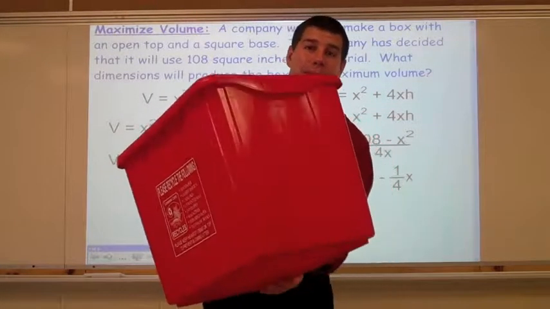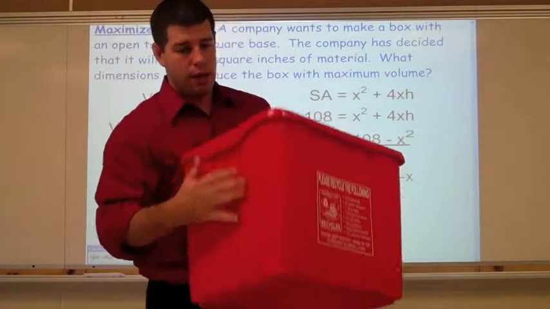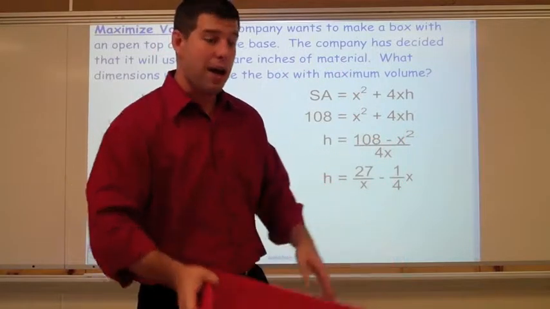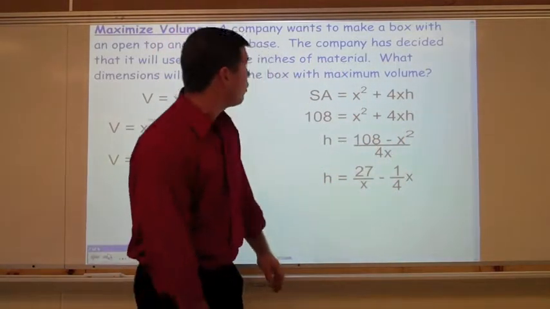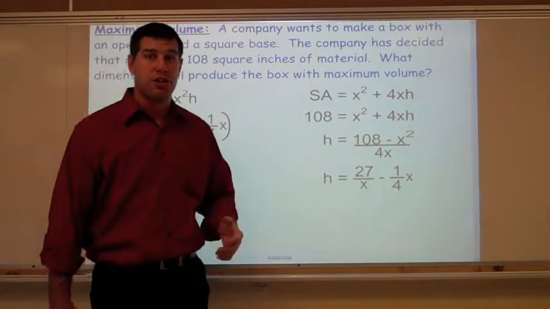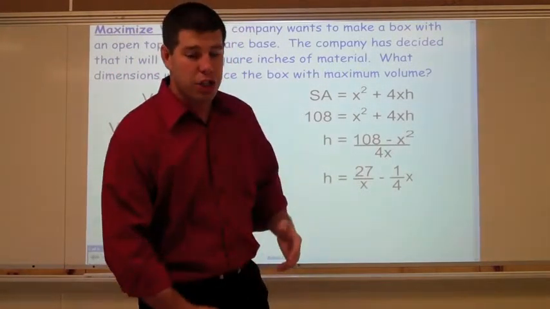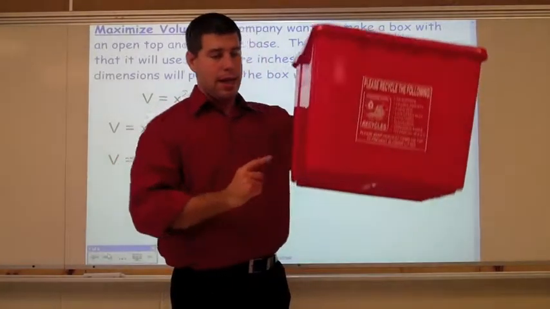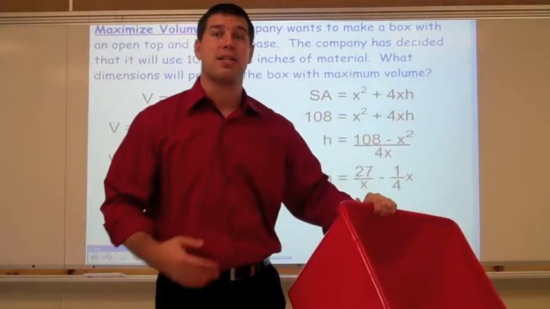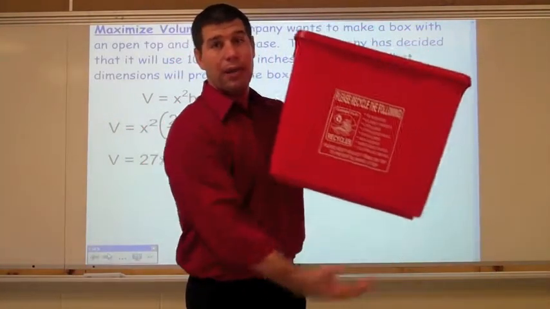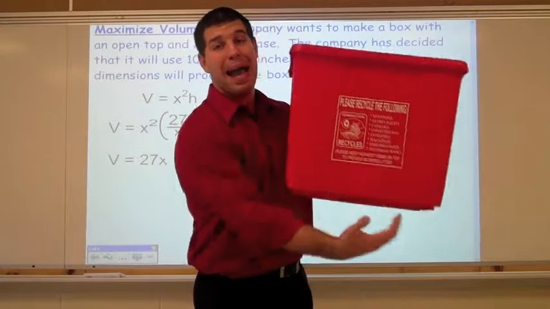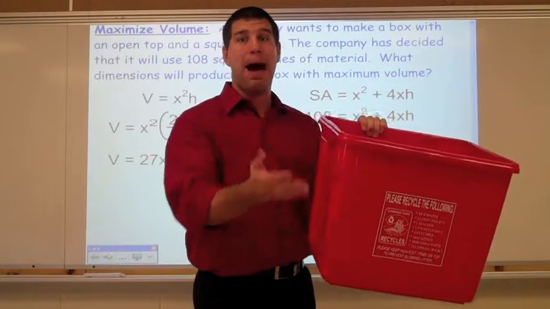That's going to be the same as the surface area. The material we use will be the surface area of this box. You can tell it's going to be an area because it tells you square inches. So to find the surface area of this box, we're going to use the dimensions x by x for the base. Since it's a square base, the length and width will be the same. So we're going to say x by x is our base, and the height of the box we'll call h for height.